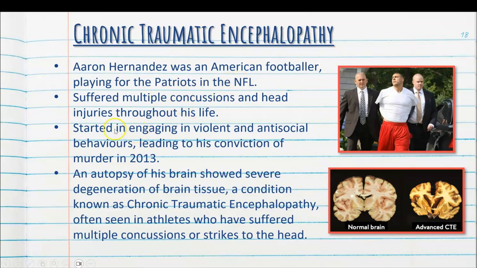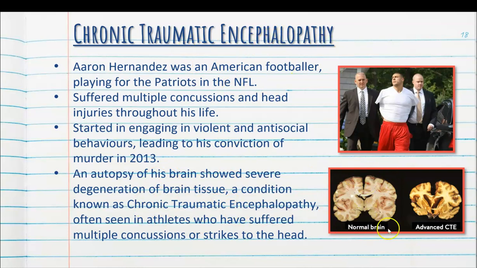As a result of this, he started engaging in violent and antisocial behaviours, leading to his conviction of murder in 2013. And an autopsy of his brain showed very severe degeneration of brain tissue, a condition known as CTE, as I've said before. So this is often seen in athletes who have suffered multiple concussions or strikes to the head. So this is chronic traumatic encephalopathy. Sorry, I said it incorrectly before, so encephalopathy.